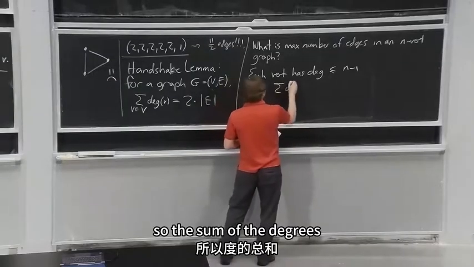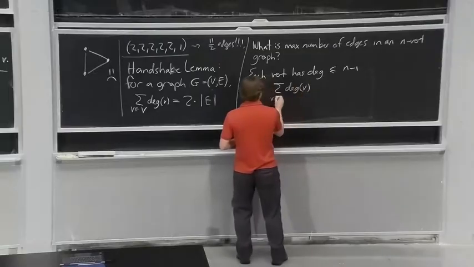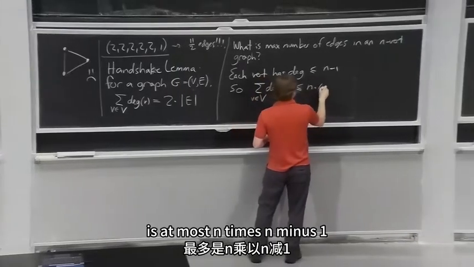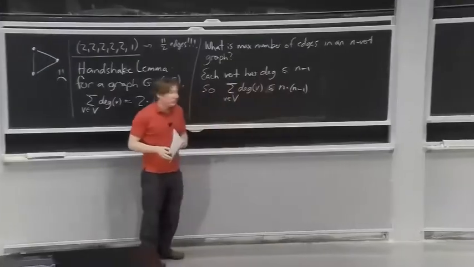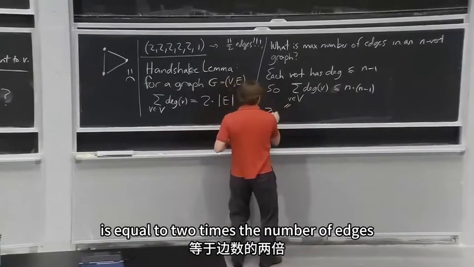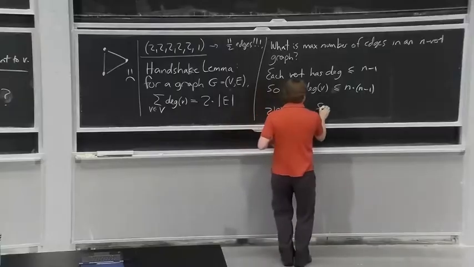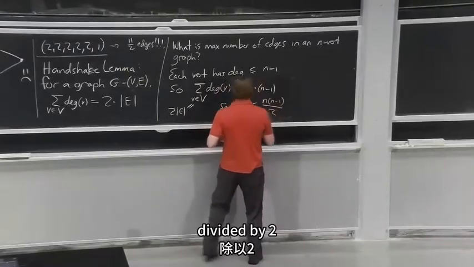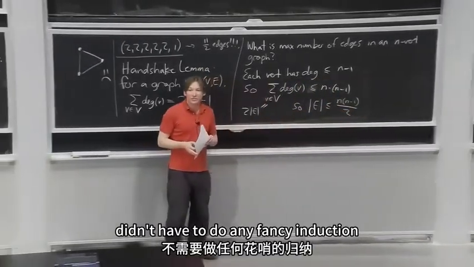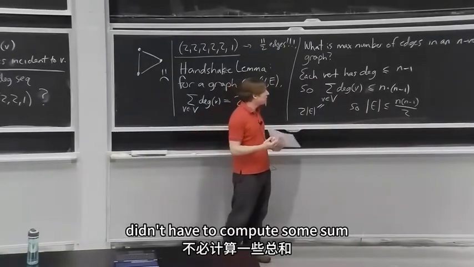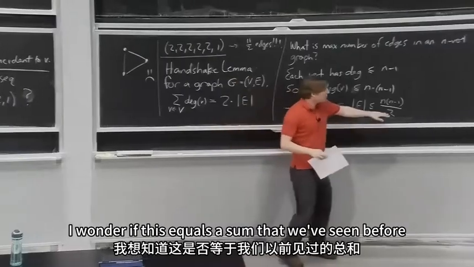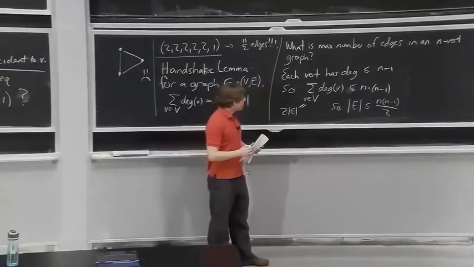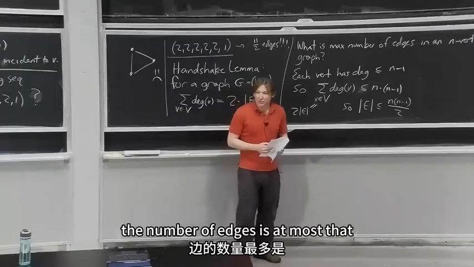So the sum of the degrees is at most n times n minus 1. But the sum of the degrees is equal to 2 times the number of edges. So the number of edges is at most n times n minus 1 divided by 2. Didn't have to do any fancy induction, didn't have to compute some sum. I wonder if this equals a sum that we've seen before. But so we have an upper bound. The number of edges is at most that.